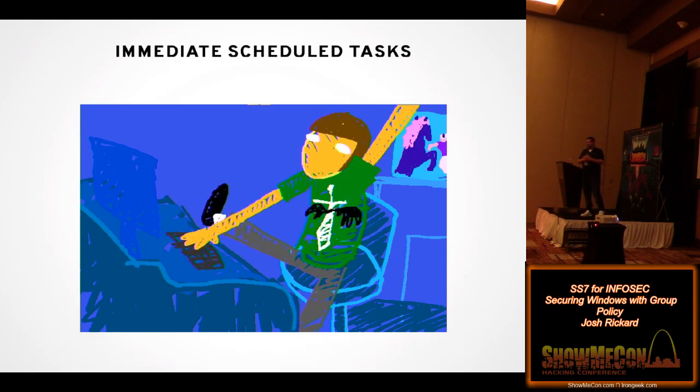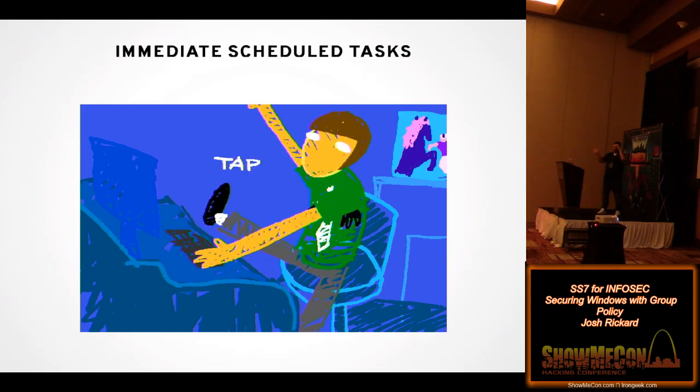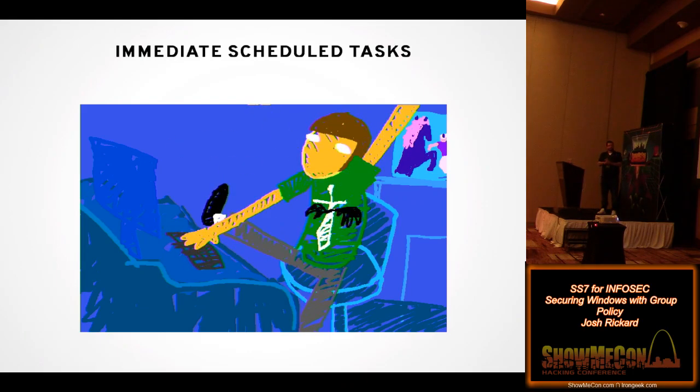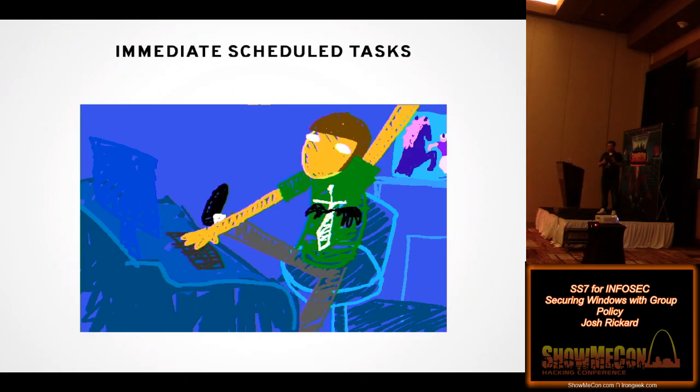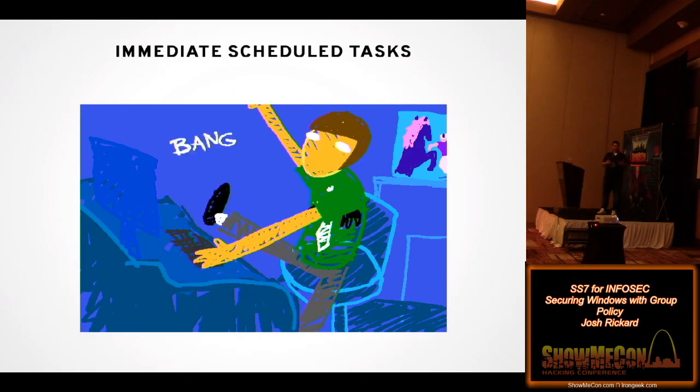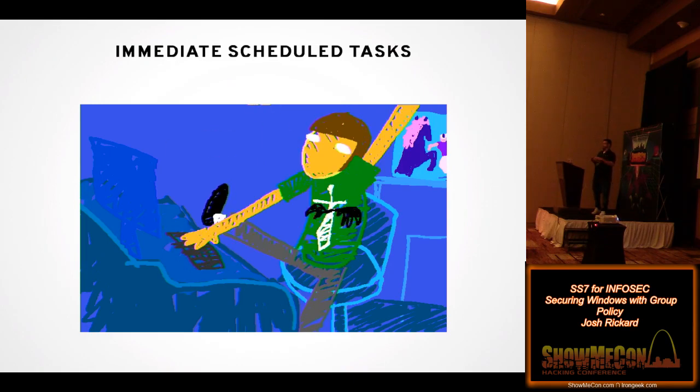Because there are those tokens, unless you have SSL and you have certificates on all your machines, there's a lot of other caveats there, but immediate scheduled task allows you to run any scheduled task almost immediately across all of your machines with almost no risk at all.